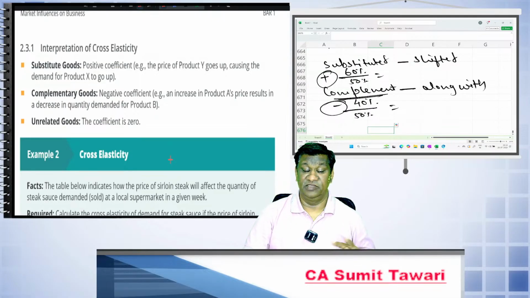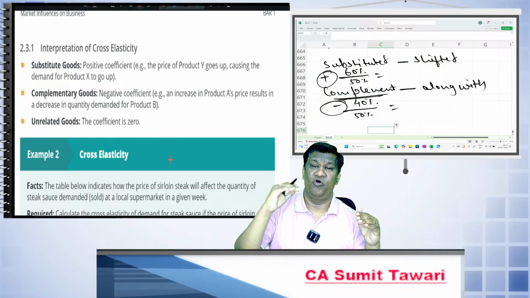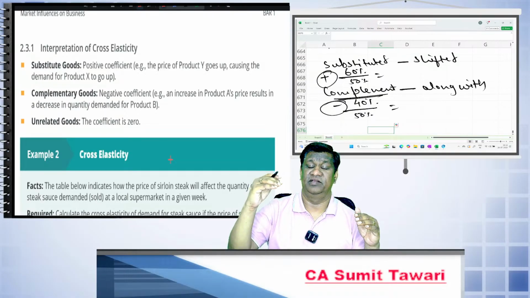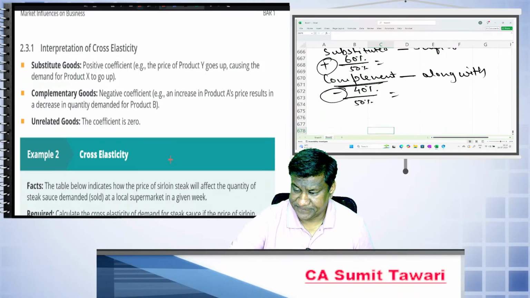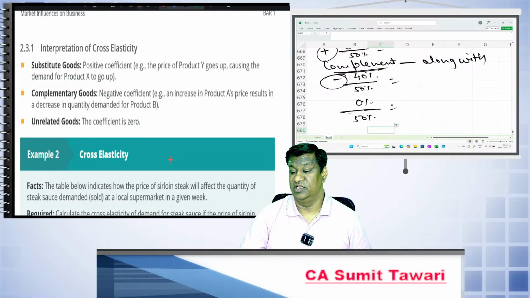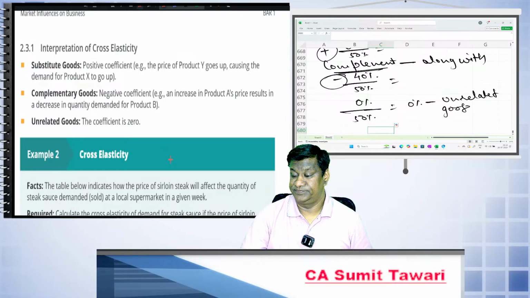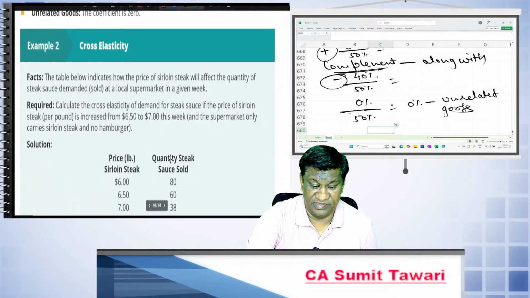And if it does not affect, I mean, because of a price increase of one product, it will not affect the quantity demanded or supplied of the other product, that means it is unrelated. So in that situation, the coefficient is 0. Even though there is a 50% price decrease of one product, it will not affect the demand, so there is a 0. In that situation, it is an unrelated good. Then we can see one example.